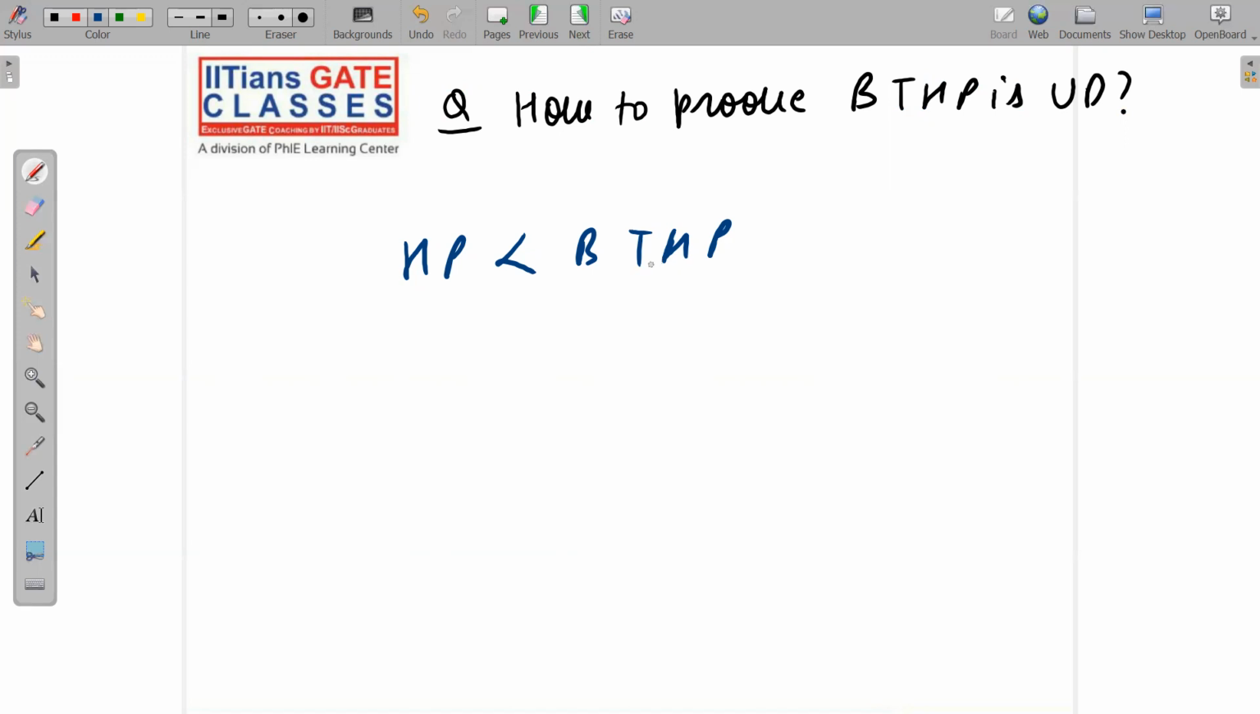I'm just giving you a hint. The question can be directly asked in GATE as well as NET that halting problem is reduced to blank tape halting problem. What does this mean? We know that halting problem is undecidable. So blank tape halting problem is reduced to it. That means BTHP, blank tape halting problem, is at least as hard as halting problem. So blank tape halting problem will be undecidable.